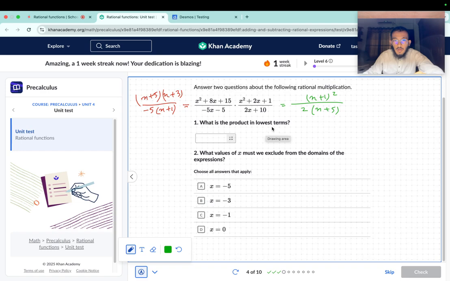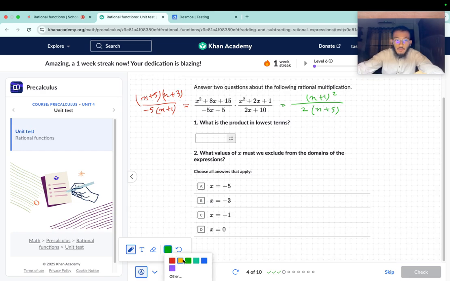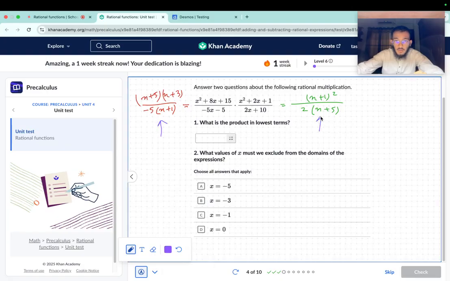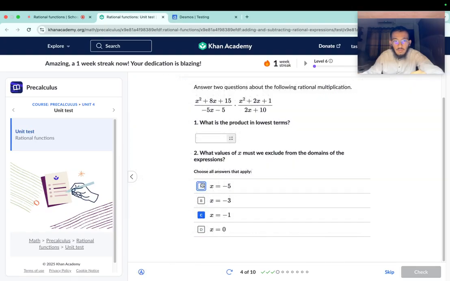Now we want to find the product in lowest terms, and what values of x must be excluded from the domains of the expressions. These are the values such that the denominator becomes 0 or undefined. If we insert negative 5 here, negative 5 plus 5 becomes 0. And if you have negative 1 here, this also makes it 0. So negative 1 and negative 5 will be the answer for this.